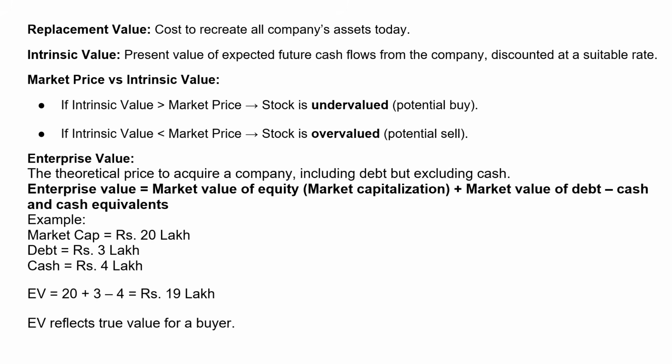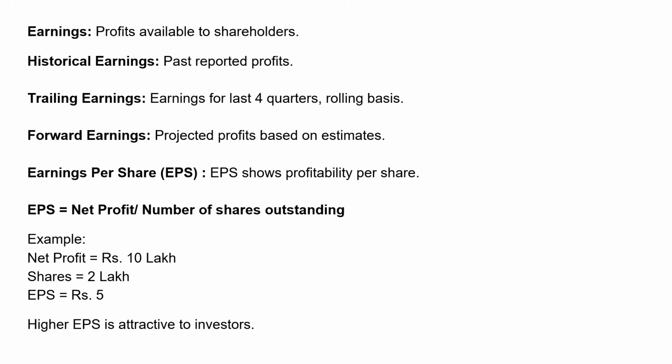You will come to know the true value of any company if you are going to buy this company by knowing the enterprise value. What is earning? Is the profits available to the shareholders. What is historical earnings? The past reported profits would be what you term as historical earnings. Trailing earnings, earnings for the last 4 quarters on the rolling basis, is what we call as trailing earnings. Forward earnings, projected profits based on estimates. It can be given by the company itself. You can see how they are projecting the future profits to be.